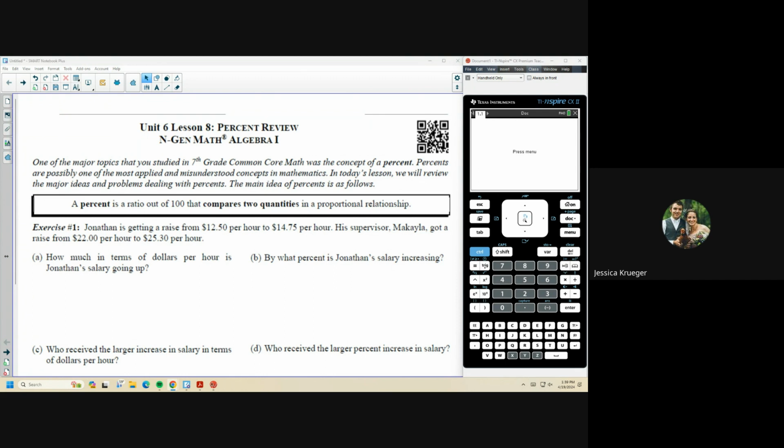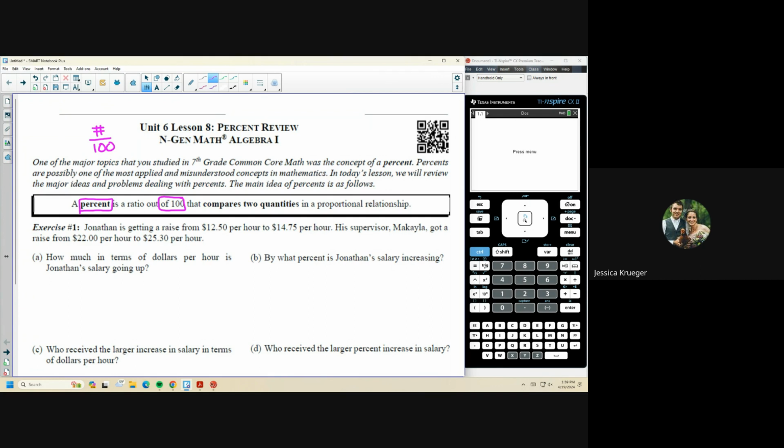So before we get into exponential functions, a lot of exponential functions involve percents. So I wanted to have you review percents before we got into some of the work with exponentials and percents. A couple important things to remember. A percent is a ratio out of 100. So remember, a percent is a number over 100. And it compares two quantities in a proportional relationship.